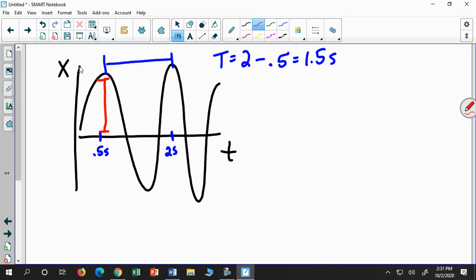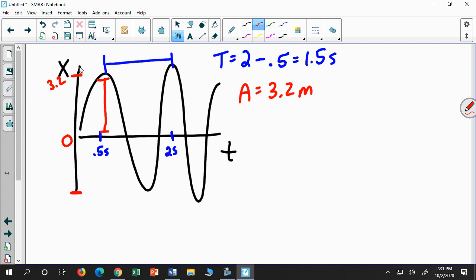A couple ways you can do this. In the lab, you had to find it from here to here and divide by 2 because the origin was offset, was not at 0. But on the exam, you'll have it set at 0. So like if this is 0 and this is 3.2, then your amplitude is 3.2 meters.